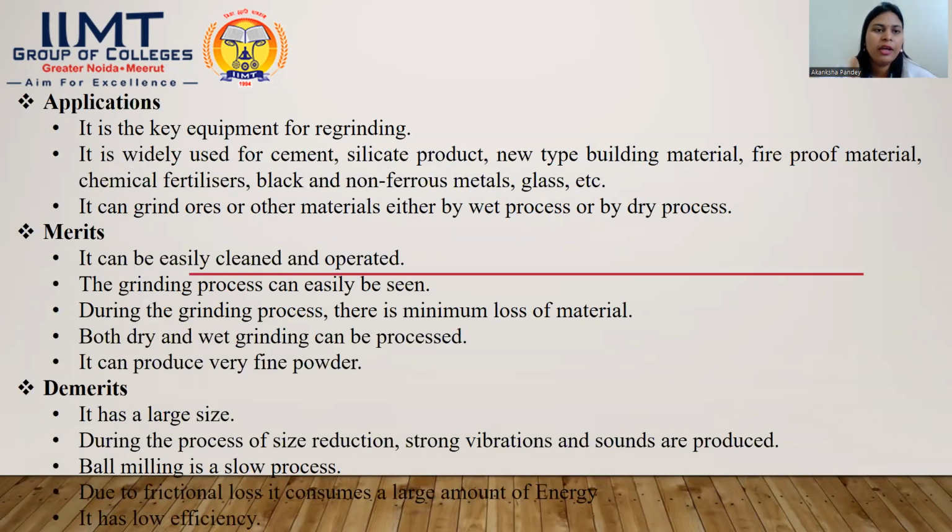What are the applications? It is the key equipment for regrinding. It is widely used for cement, silicate products, new types of building material, fireproof material, chemical fertilizer, ferrous and non-ferrous material, glass, etc. It can grind ores and other material either by wet process or by dry process. Okay, if we talk about applications apart from pharmaceutics, what happens now?